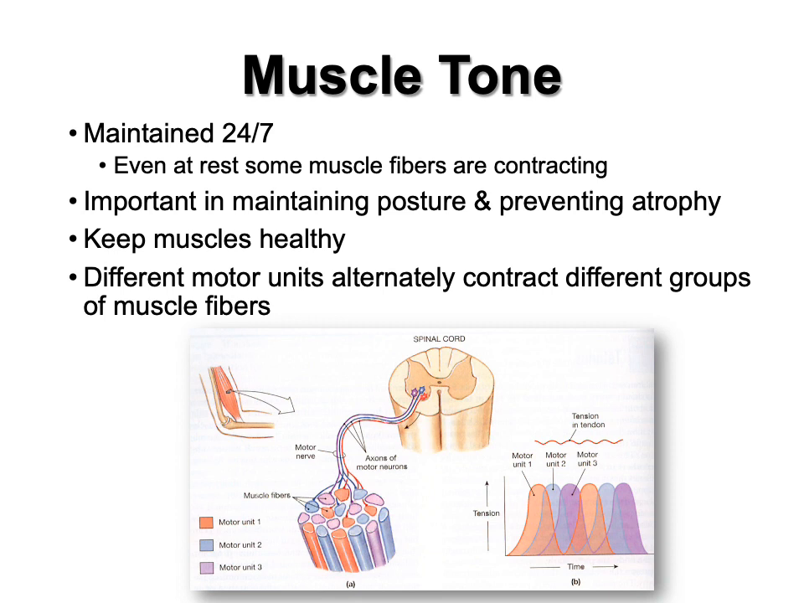Muscle tone needs to be maintained 24/7, and in the healthy adult it is. So even at rest, some muscle fibers are being contracted. This muscle tone is essential for maintaining posture and preventing you from falling out of your chair when you're listening to my lecture. It also prevents atrophy of muscles. It keeps muscles healthy. So what happens is throughout the day, different motor units are alternately contracting different groups of muscle fibers in every muscle of your body. So if somebody is developing atrophy, this system is not working.